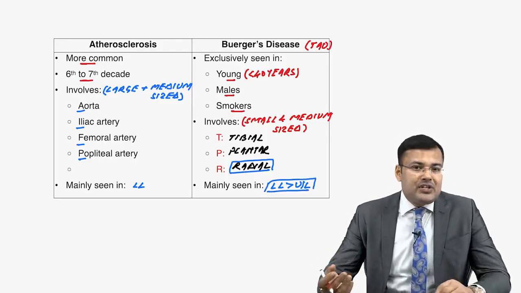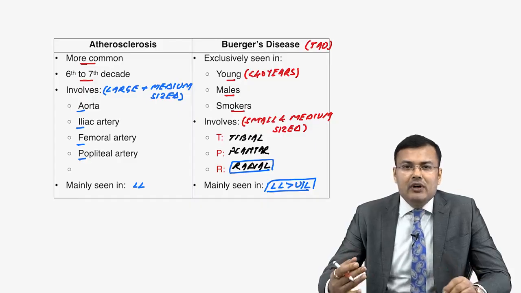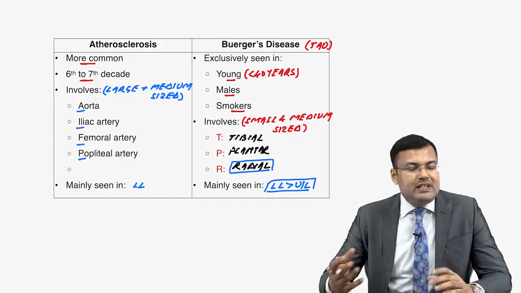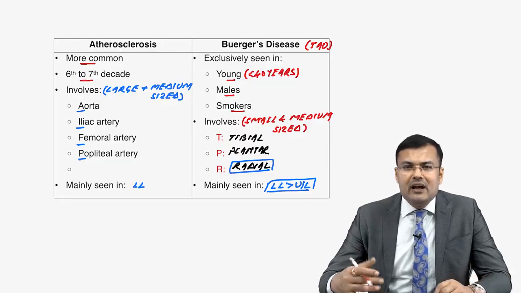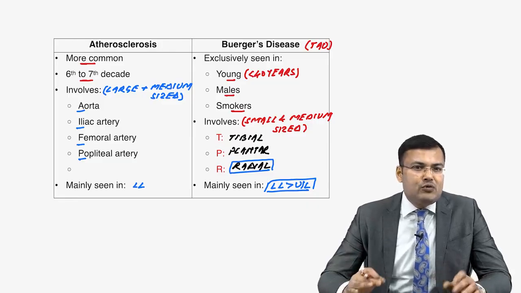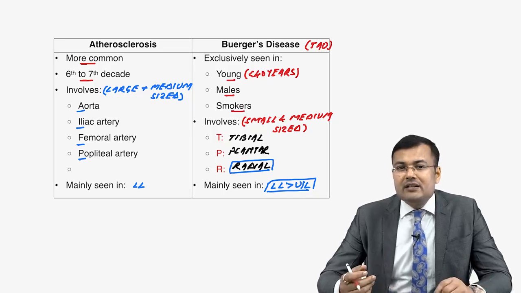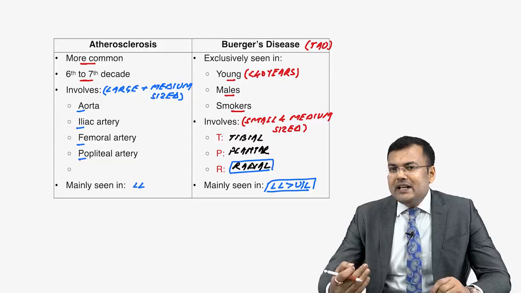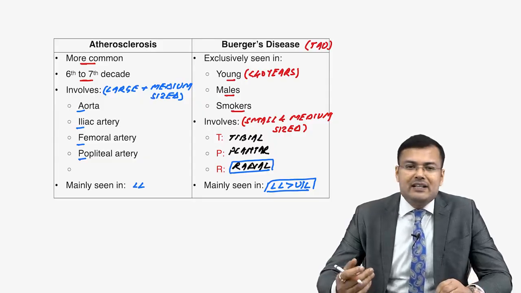So guys, suppose a patient is having gangrene of toe, and the patient is a chronic smoker, which is a risk factor for both atherosclerosis as well as Buerger's. But if the age is 6 to 7 decade, obviously the cause is atherosclerosis, and if the age is around 40, obviously it is Buerger's disease.